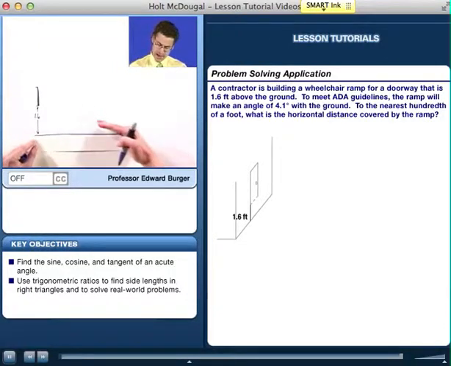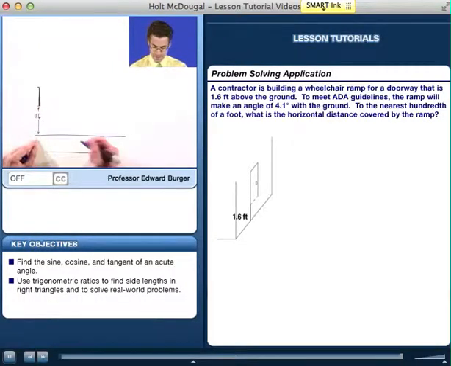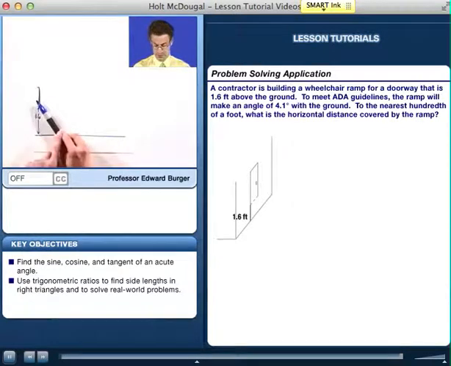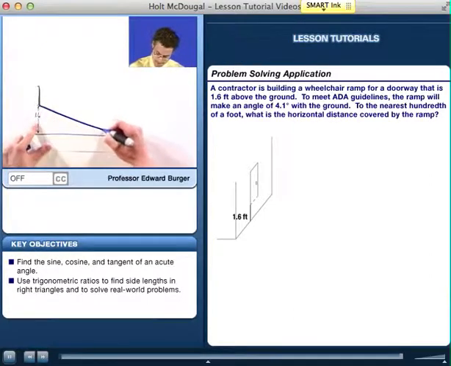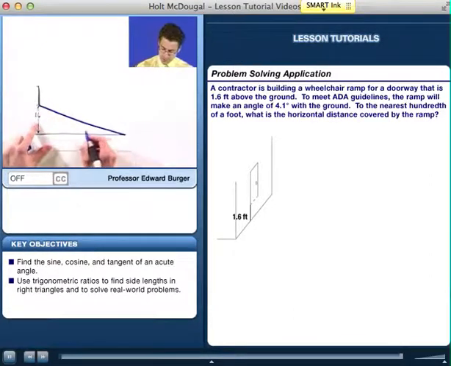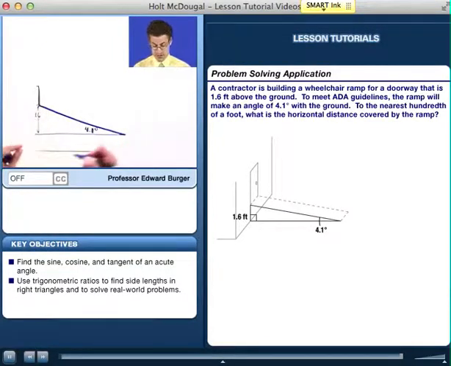Okay, now we've got to get a ramp up there. We can't put steps, we want to put a ramp. But if we make the ramp too steep, you see it's going to be really difficult to get up there. So in fact, the angle has to be very, very gradual. The angle has to be, by regulations, 4.1 degrees. Now this is not at all drawn to scale, I'll tell you that right now. But it's okay, just a picture to get us going.